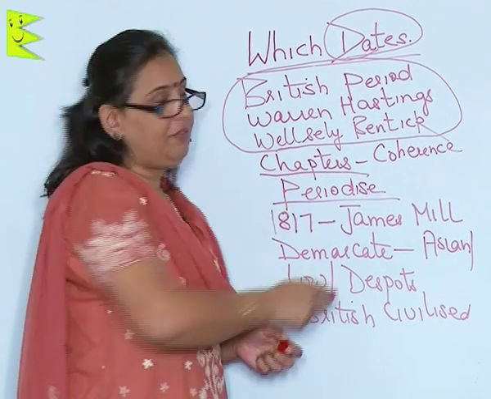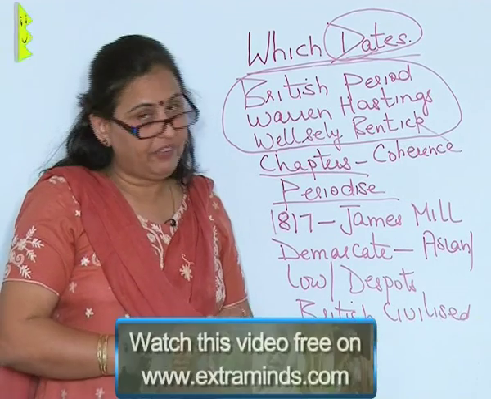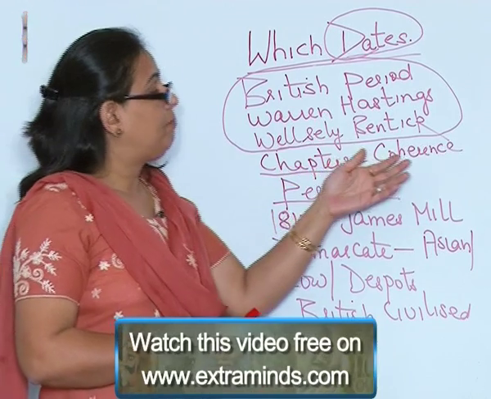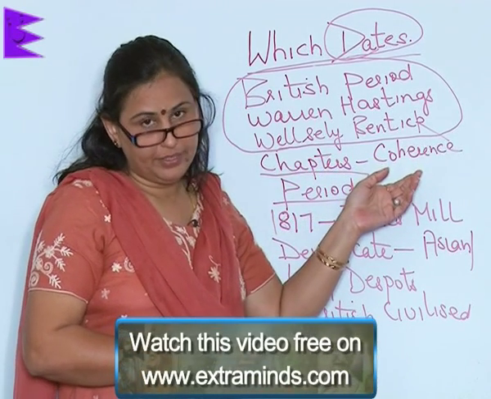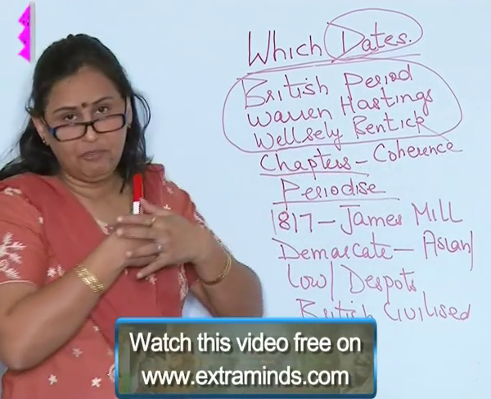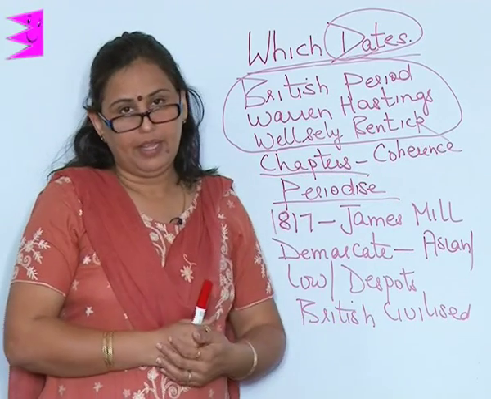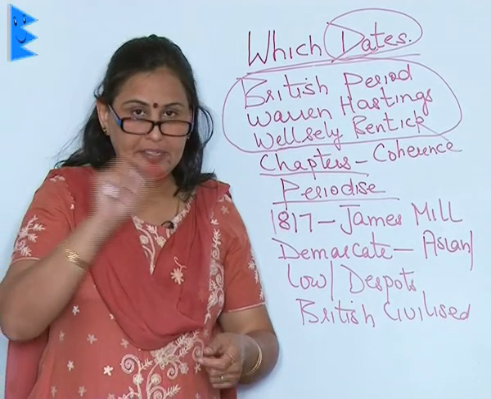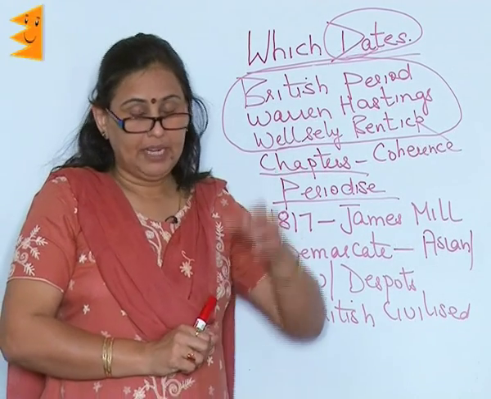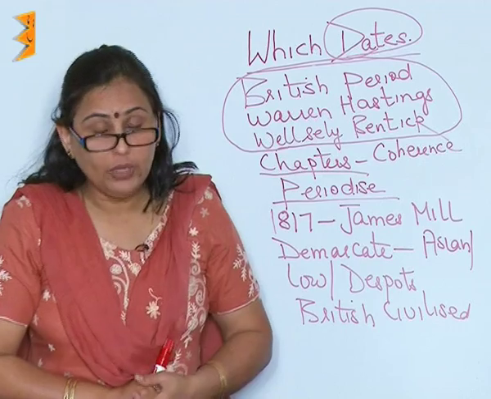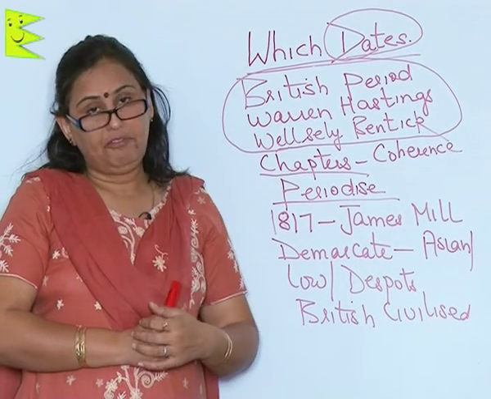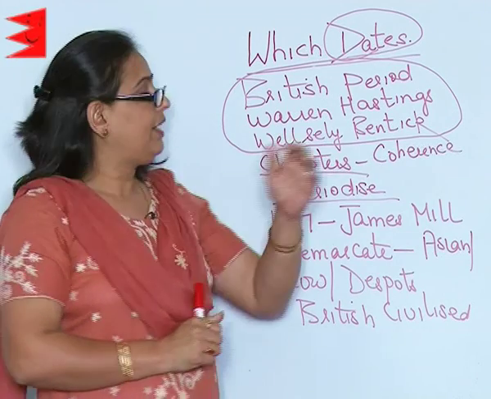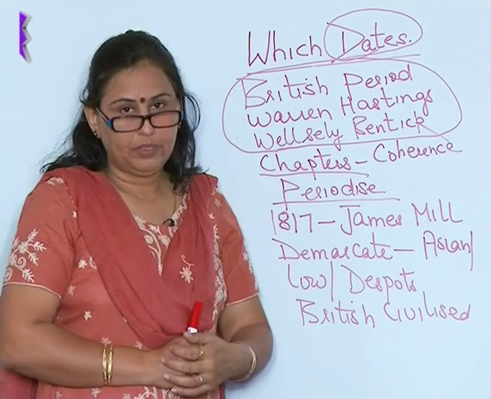When we write history, we divide it into different chapters, and those are for better understanding and coherence. Because history is a very big story, and to know the story clearly, we have to write it in bits and pieces, that is in small chapters, so that it is easy for the readers and the students to understand history in an accurate manner.